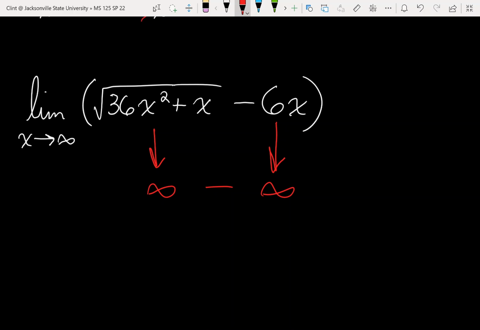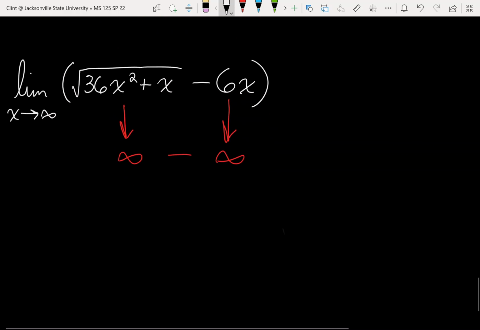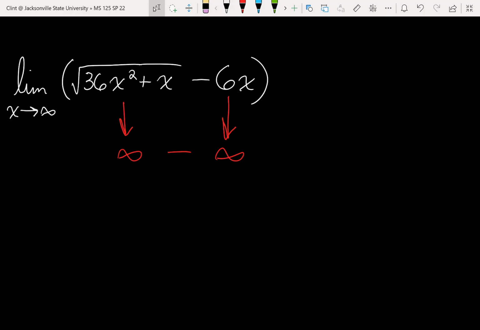So what can we do? We used a similar technique. Let me zoom out. We used a similar technique. Let me get rid of these, get these out of the way. We can rationalize. It's a little weird because our radical is in the numerator, but we can rationalize the numerator, and that will help us. That may not be like the first thing that comes to mind. Okay? So that's fine.